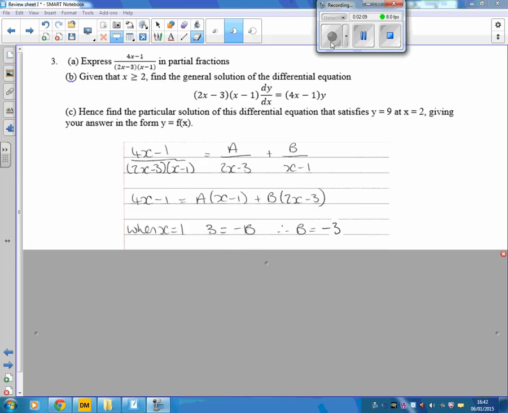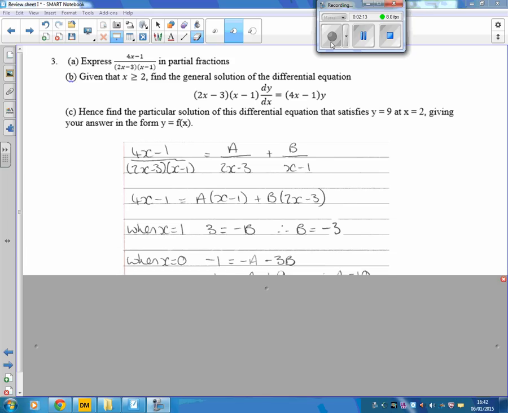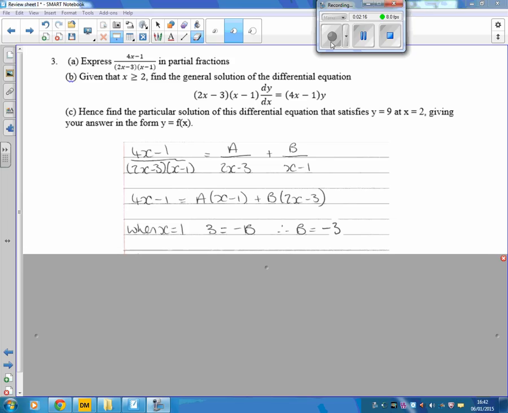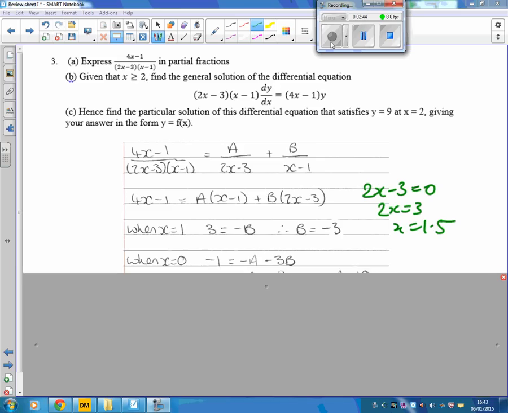Let's do a similar thing then and work out what we should substitute into the second bracket. 2x minus 3 has to come to 0, so 2x would be 3, x equals 1.5. So I could substitute in 1.5, and if you've got a calculator, that seems a great plan. I don't have a calculator with me, so let's cheat and just pick a different value for x. I'm going to pick 0, because it's a nice easy one.